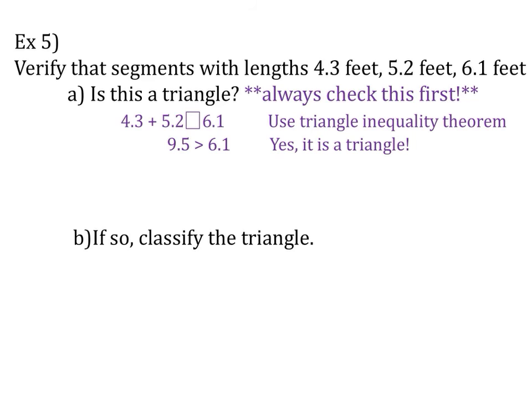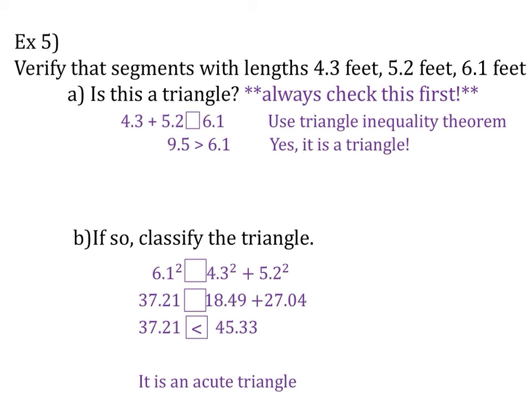So this is where we use the C squared, blank, either some unknown value, A squared plus B squared. So we don't know its relationship until we get to the end. So that's why we have a blank between the 2 sides of the equation. So we know that 6.1 squared is 37.21, and then you square the other 2 values and add them together. So it looks like 37.21 is less than 45.33, therefore it is an acute triangle.